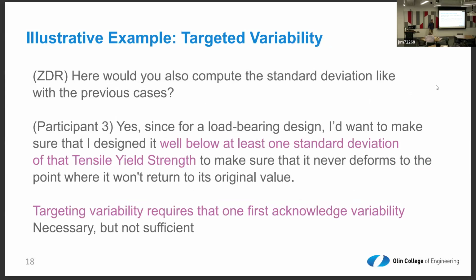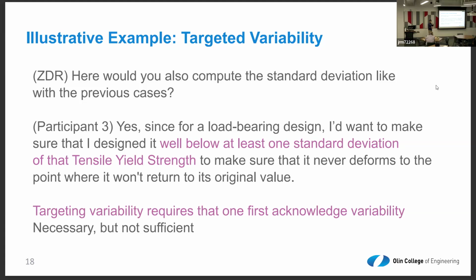So a contrast, this is now a targeted example. Here I'm asking a participant, this is partway through an interview with her, would you also compute a standard deviation like you've talked about before? And here she talked about, yeah, so since this is load bearing, I would want to be at least 1 standard deviation below the tensile yield strength to make sure it never deforms to the point where it won't return to its original value. Now giving us an idea of what targeting looks like.